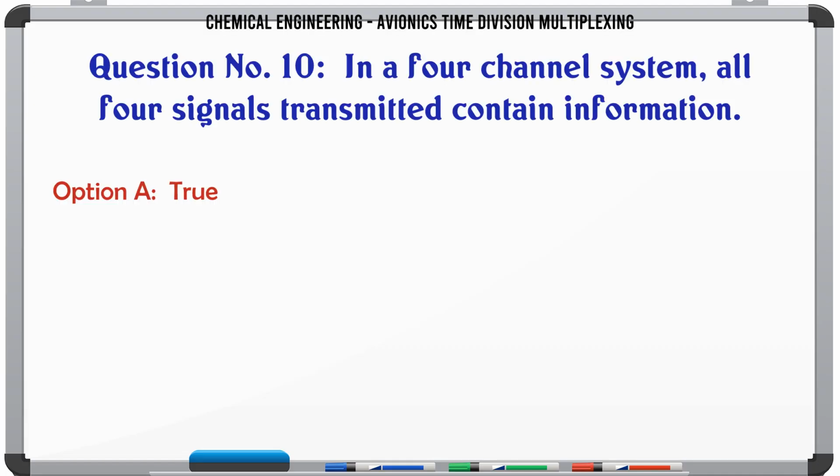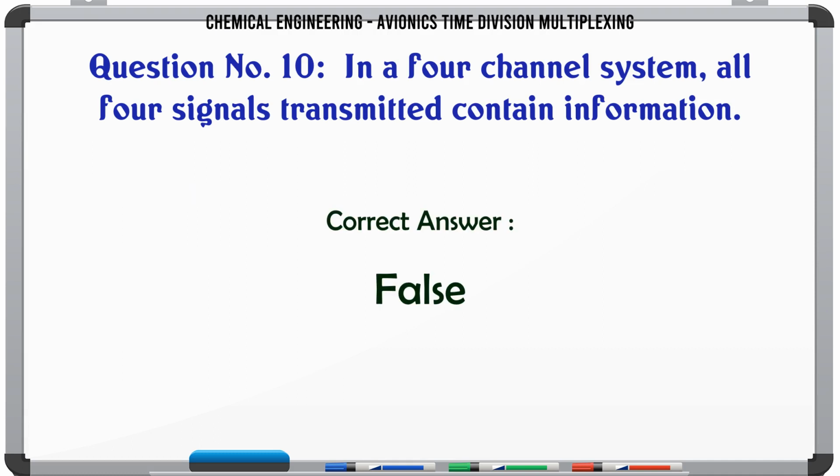In a 4-channel system, all 4 signals transmitted contain information. A. True, B. False. The correct answer is false.